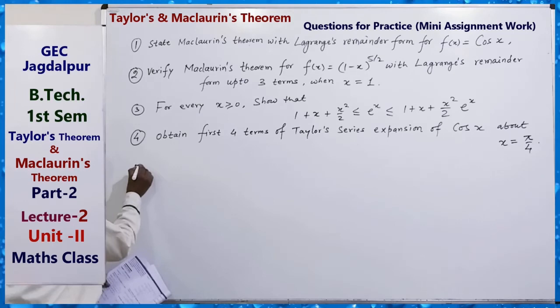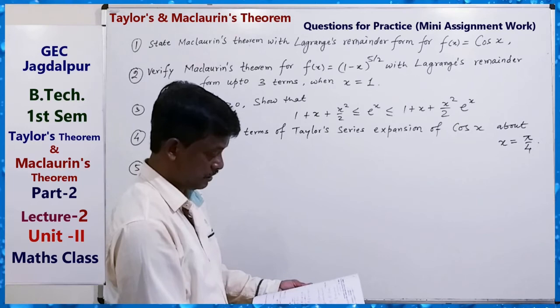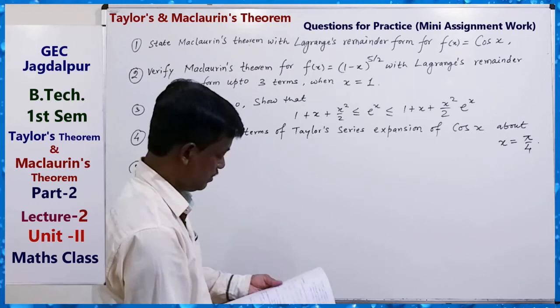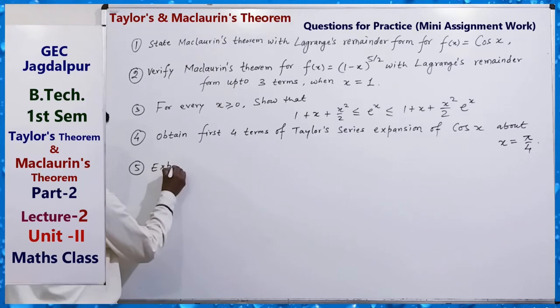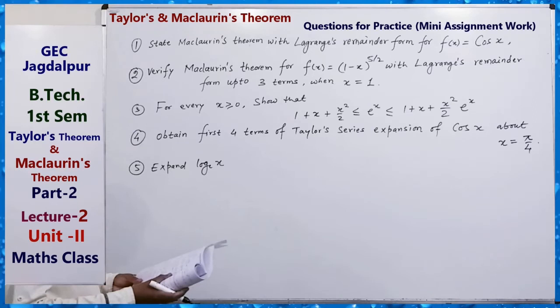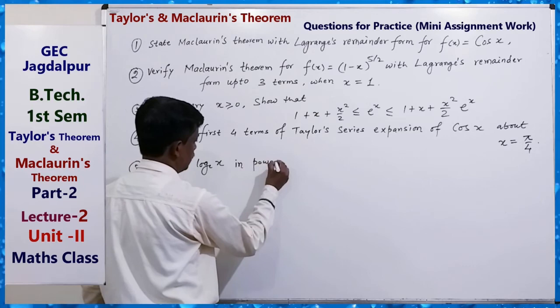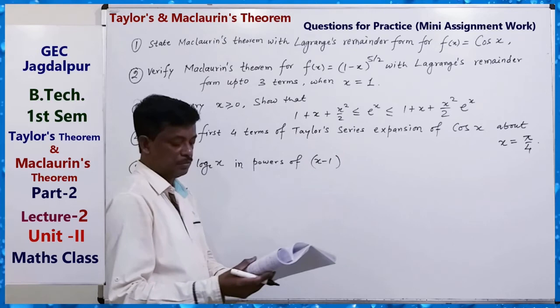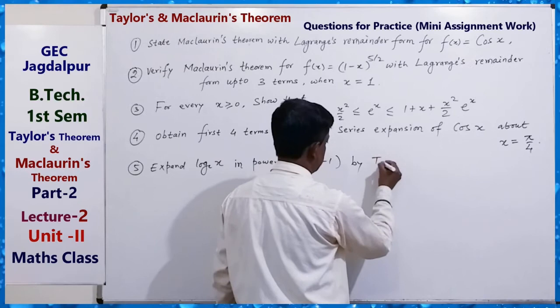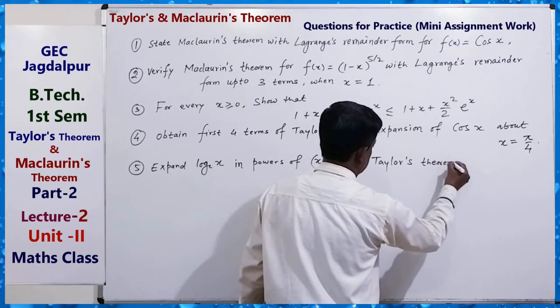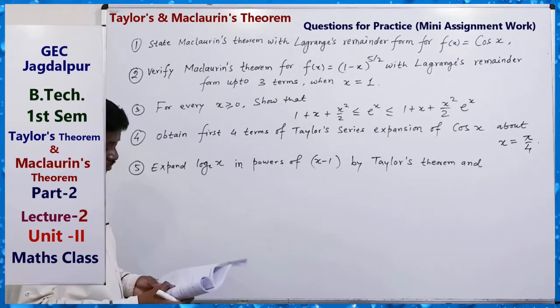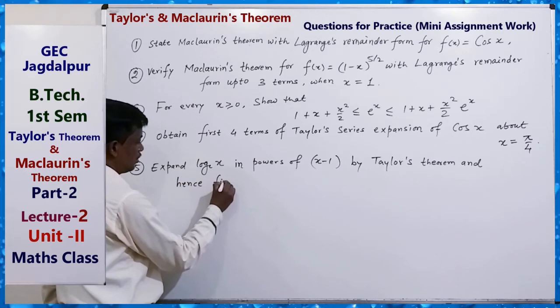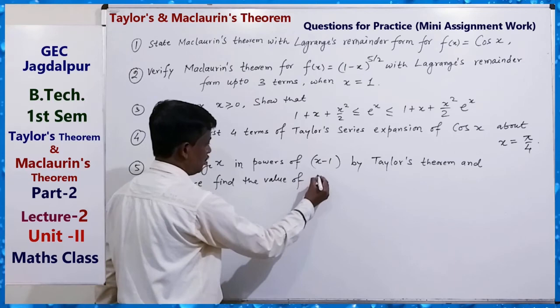Then question 5. Expand log x to the base e in powers of x minus 1 by Taylor's theorem, and hence find the value of log 1.1. Okay.